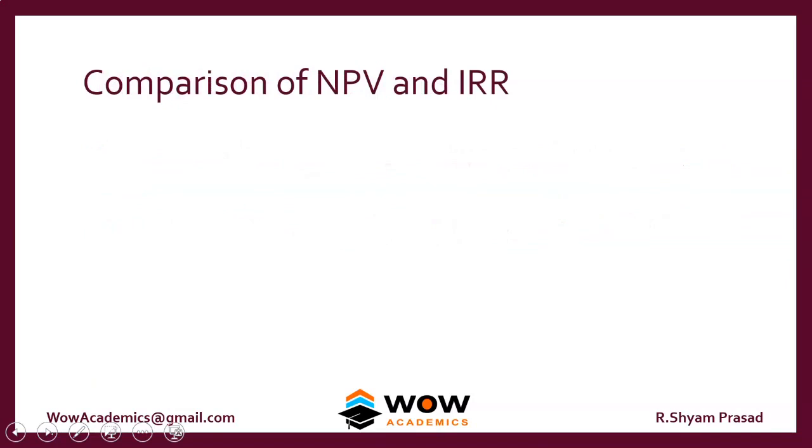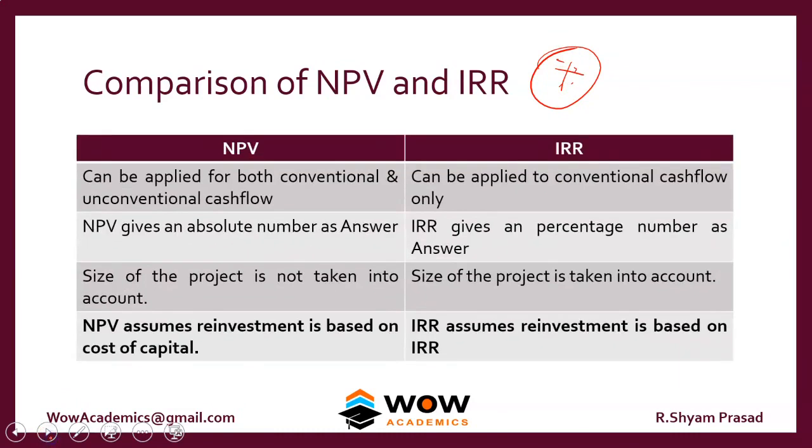So we'll compare the NPV and IRR, because this is a very important topic and most exams ask this. NPV can be applied for both conventional and unconventional cash flows. IRR can be applied only to conventional. NPV gives you an absolute number as an answer. IRR gives you a percentage number as an answer.